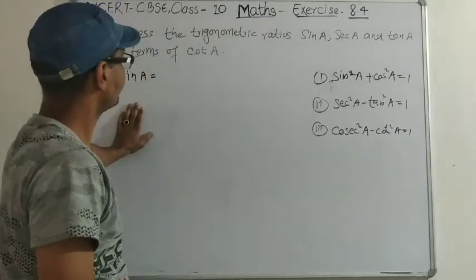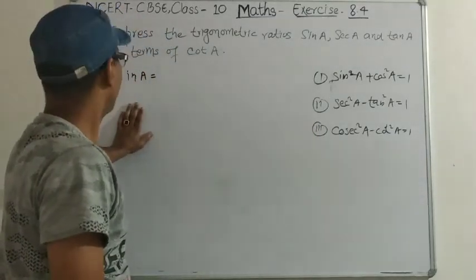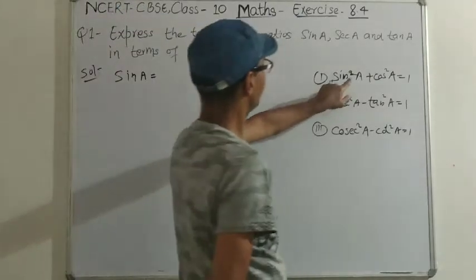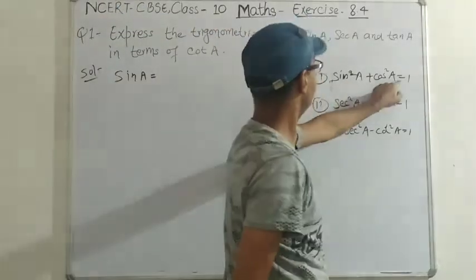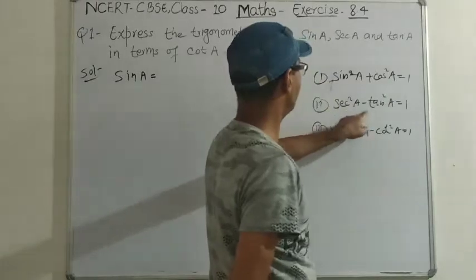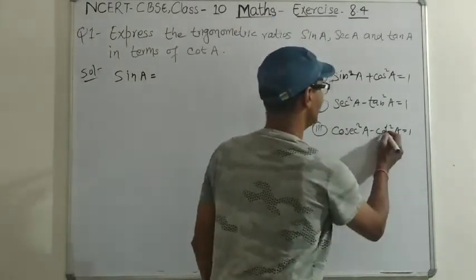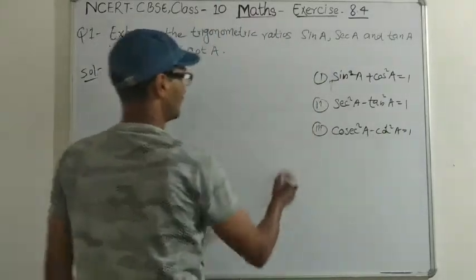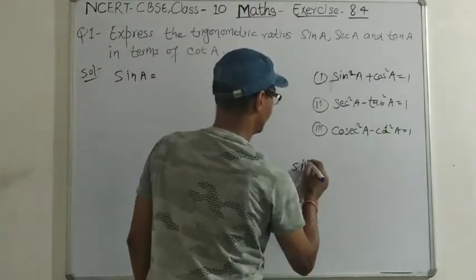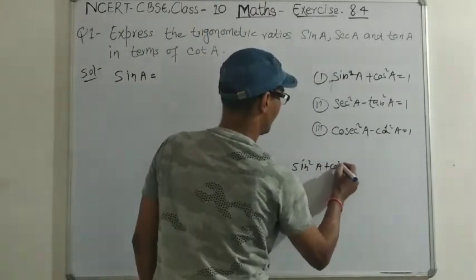So sin, if we use this sin, cot cannot come out in this one, and in this one also cot does not come out. Cosec, if we use this, we have to try. Suppose you are writing here sin square a plus cos square a.